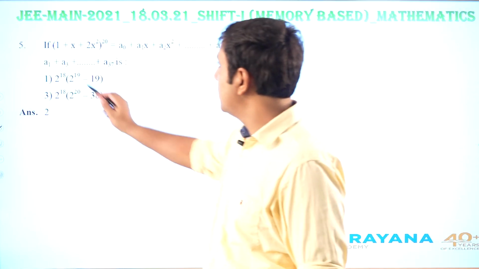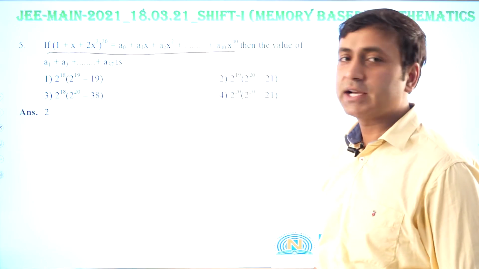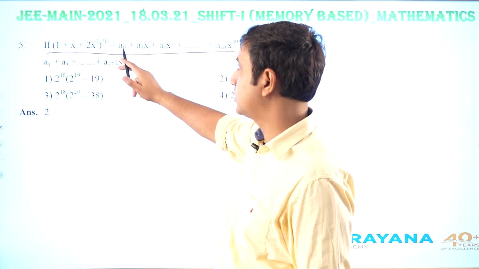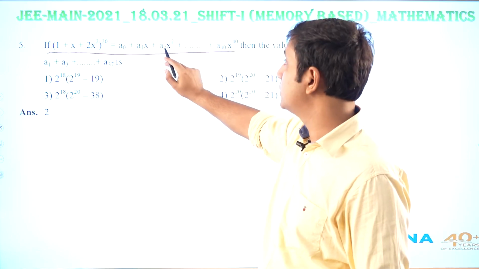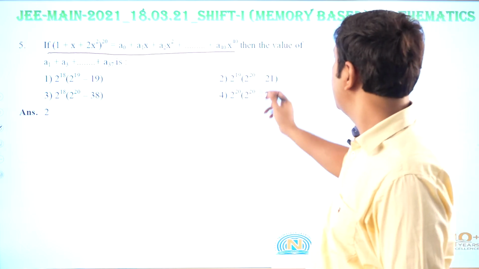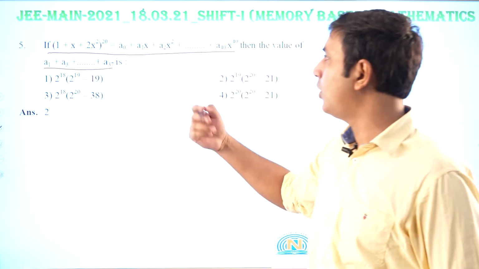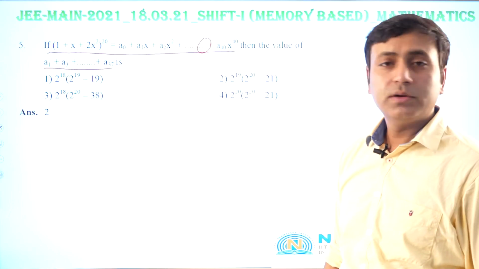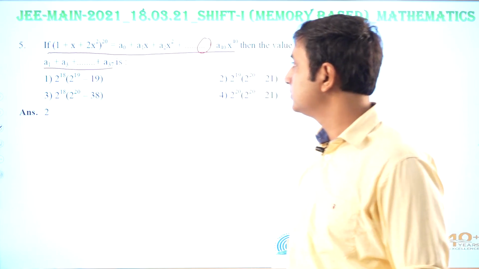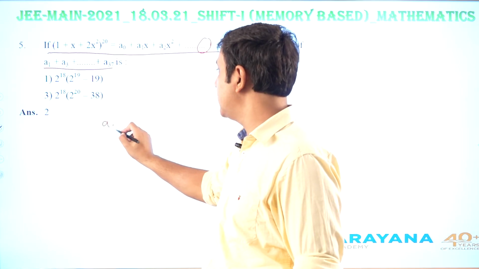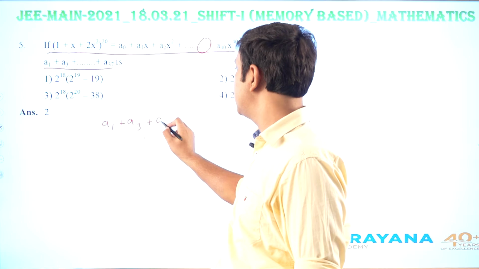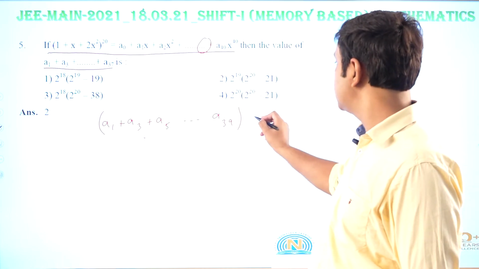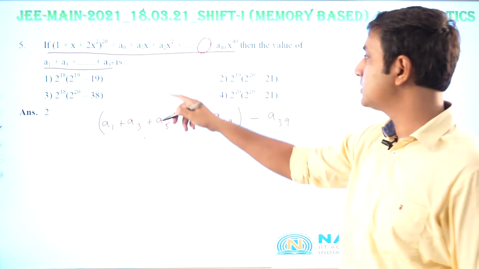In this question, we have an expansion of (1 plus x plus 2x square) to the power 20. Now notice, A0 is the constant term, A1 is the coefficient of x power 1, A2 is the coefficient of x power 2, and so on. Then we have to find the value of A1 plus A3, a sum of odd coefficients, except notice that A39 is not there in this sum. So we will see this as A1 plus A3 plus A5 dot dot dot A39. This we can calculate easily, and from this we will subtract A39. This is what we require.